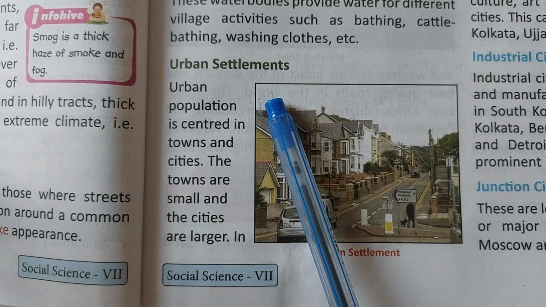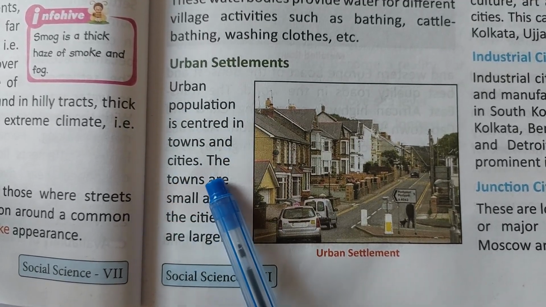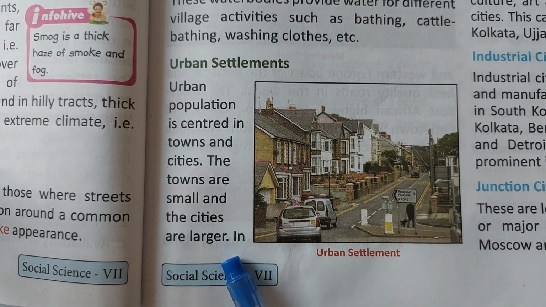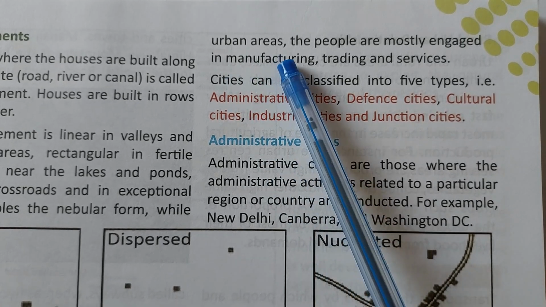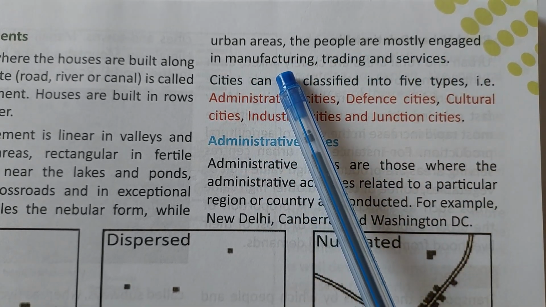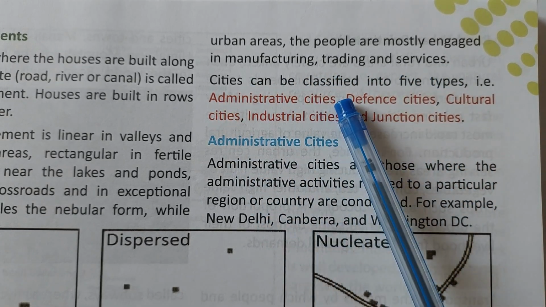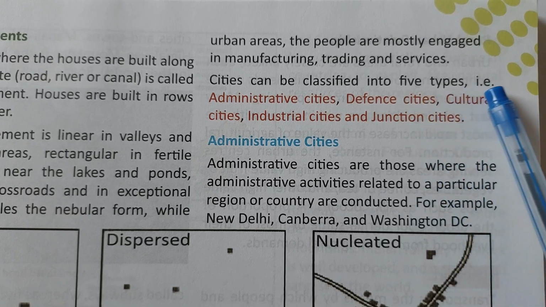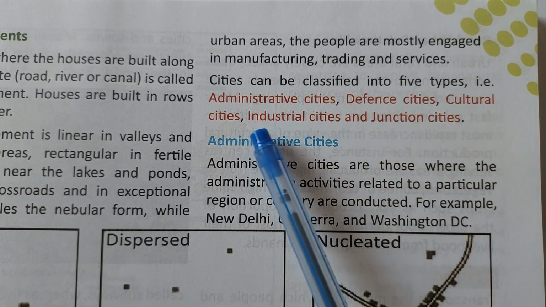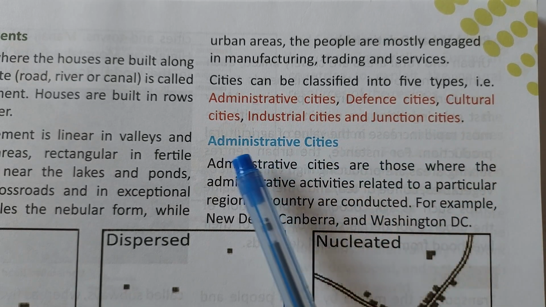Urban settlements. Urban population is centered in towns and cities. The towns are small and the cities are larger. In urban areas, the people are mostly engaged in manufacturing, trading, and services. Cities can be classified into 5 types, that is, administrative cities, defense cities, cultural cities, industrial cities, and junction cities.